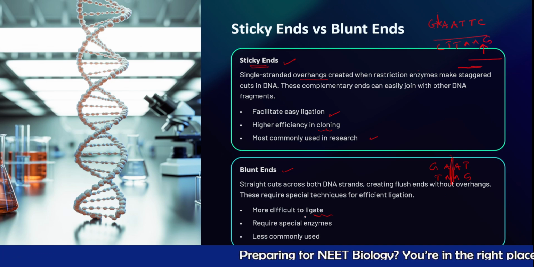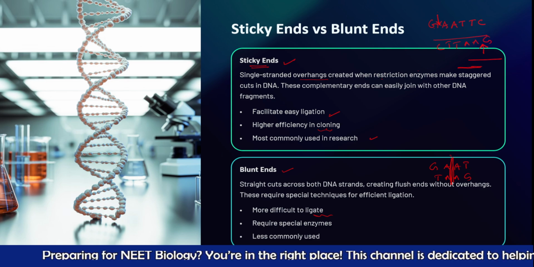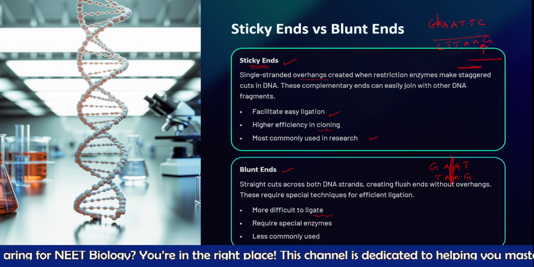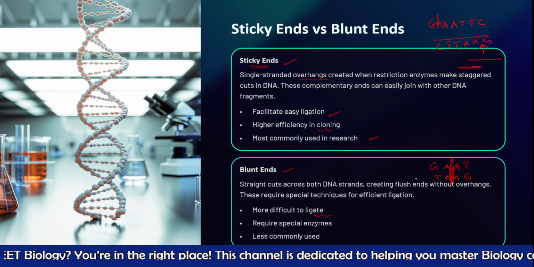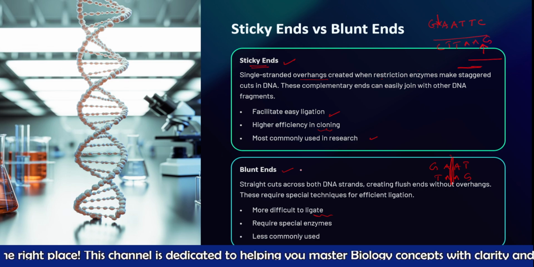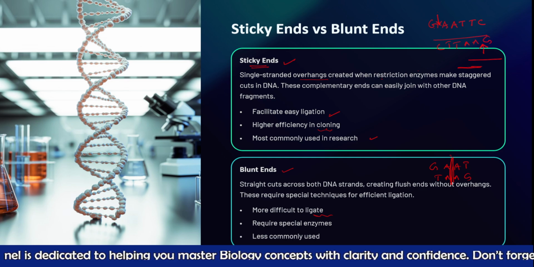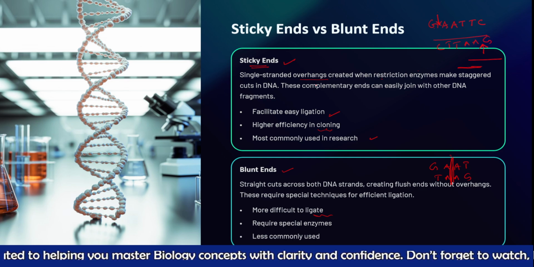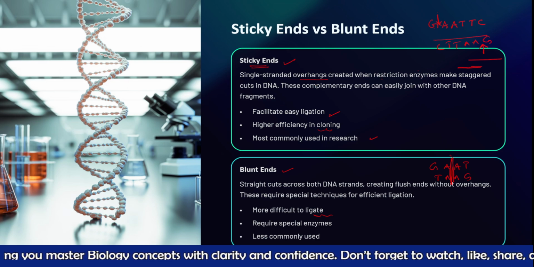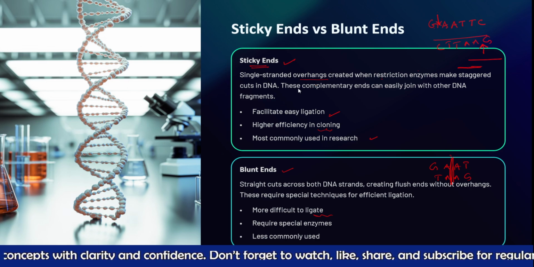That is very difficult to ligate with the vectors and the gene of interest. The gene of interest and the vector joining is very difficult in the case of blunt ends. So in rDNA technology, most of the scientists use restriction enzymes having sticky ends. So that's all the features of the restriction enzyme.